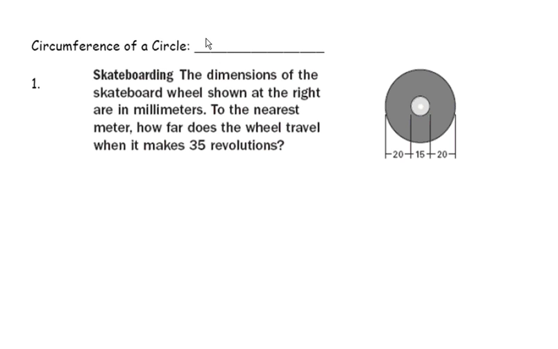All right, the circumference of a circle is either 2 pi r, or we can also call it pi d. These are the two formulas for circumference of a circle. Let's use them. The dimensions of the skateboard wheel are shown at the right in millimeters. To the nearest meter, how far does the wheel travel when it makes 35 revolutions?